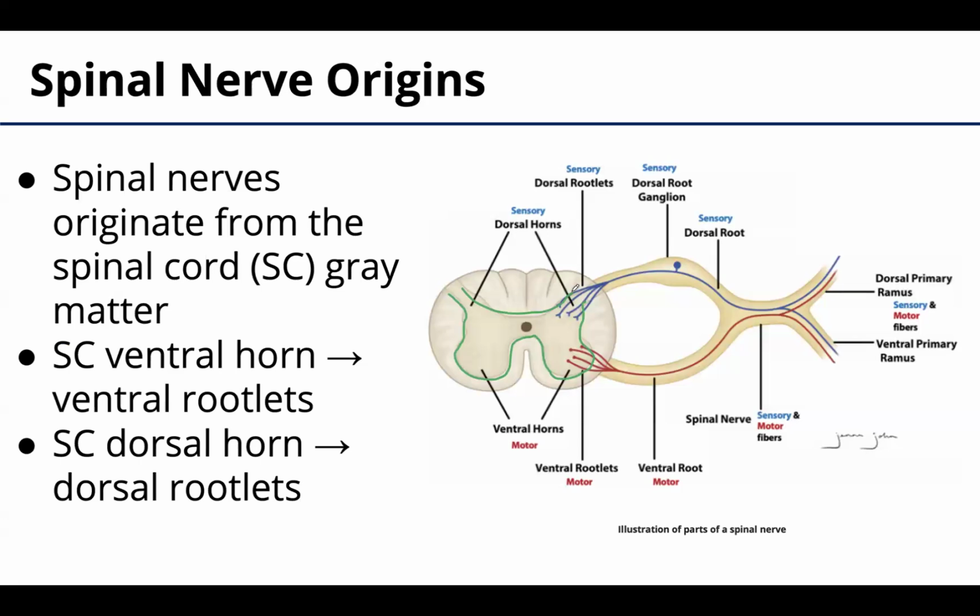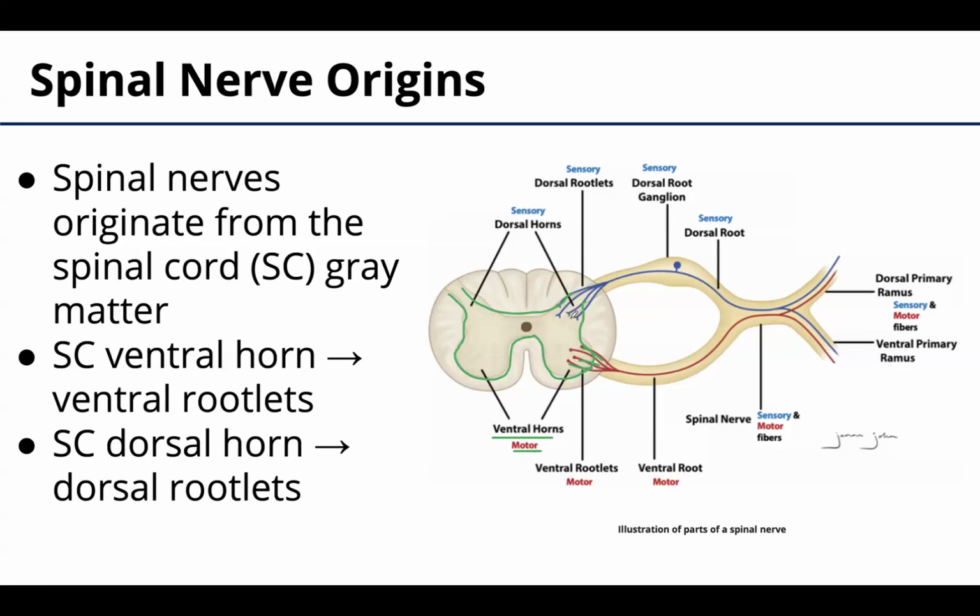The spinal cord ventral horn is composed of somatic motor nuclei, and from here, ventral rootlets will exit through this region, and the horn as well as the rootlets are entirely motor. So they are entirely motor when we're talking about the ventral horn as well as the ventral rootlets.